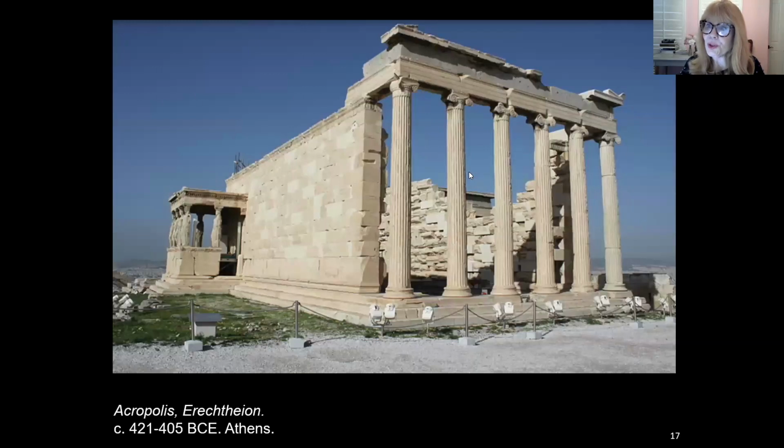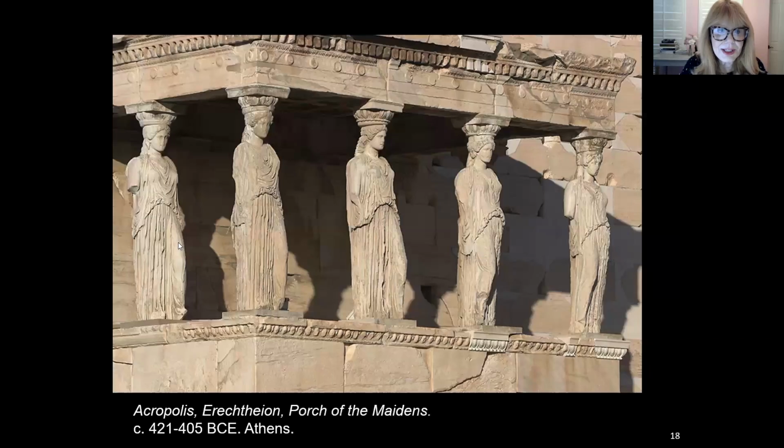Now let's go to the Greeks. Let's look at the Erechtheion. And this was built to house a statue of Athena, and it was also a temple built for an early Athenian king of Athens. His name was Erechtheus, and so this is why this is the Erechtheion, a temple to him. Now over here, the porch has these beautiful maidens.